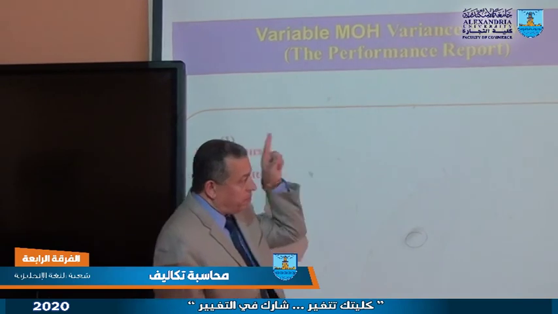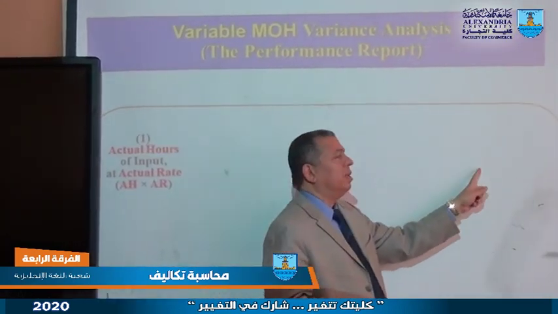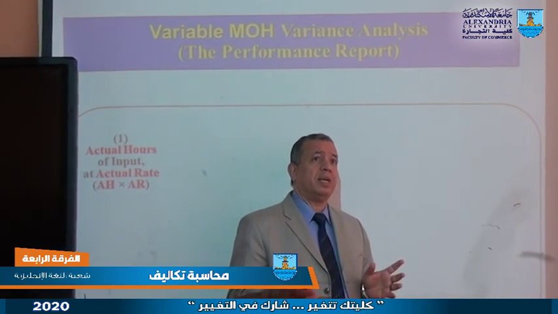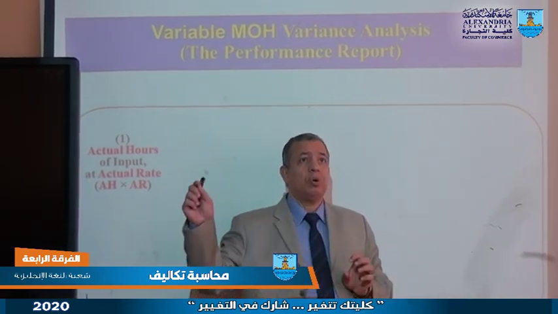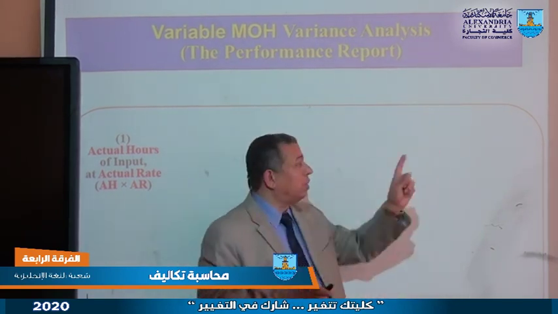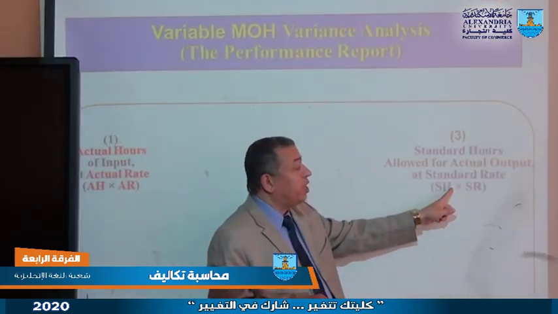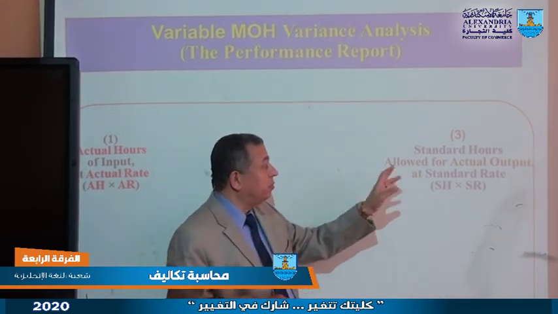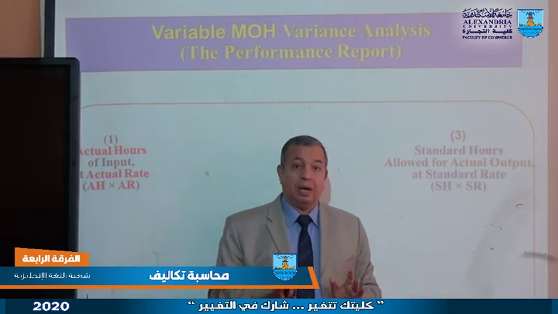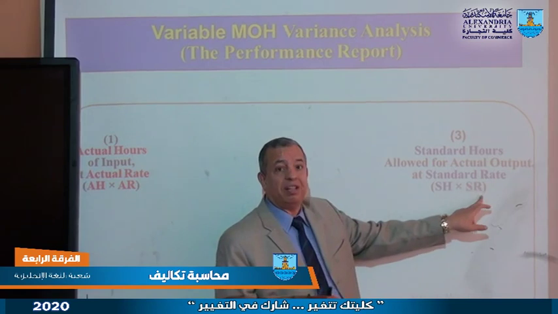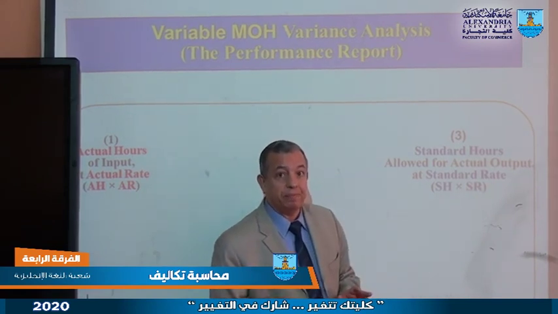The third one, do you remember? You can remember the equation of calculating the variance, the key equation: actual cost minus standard cost. Here I have actual cost. What about here? It will be standard cost. How to calculate standard cost? Standard cost allowed for actual production times standard rate for variable manufacturing overhead.